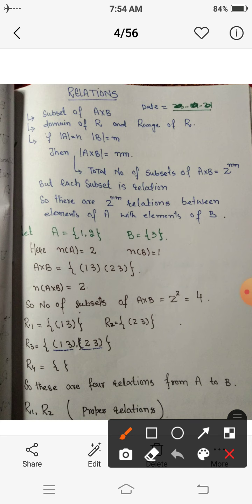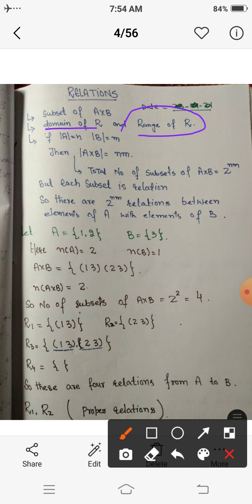Now the set of first entries is called the domain, while the set of second entries of ordered pairs in any subset of A cross B is called the range of the relation.